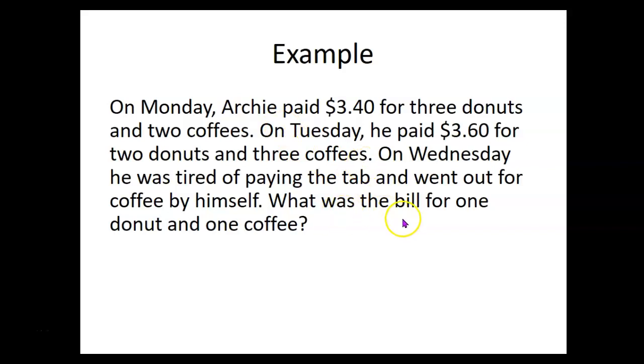But what we're trying to find here, we really have 2 unknowns. Our final answer is just going to be the cost of 1 donut and 1 coffee. But we need to know what each of those 2 things is to be able to answer that question. So our 2 unknowns would be the price of a donut and the price of a coffee. And our 2 equations come from, well, the first equation comes from what happened on Monday. Archie bought 3 donuts that cost D dollars each, plus he bought 2 coffees that cost C dollars each, and that added up to a total of $3.40, 3.40.